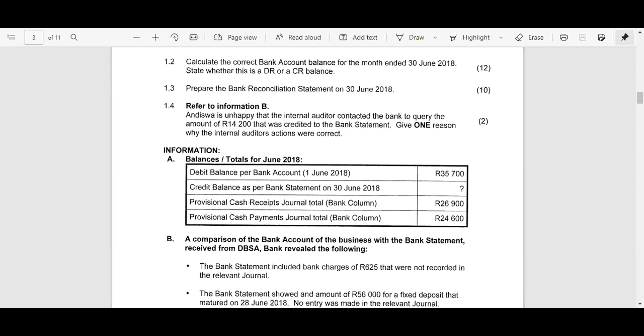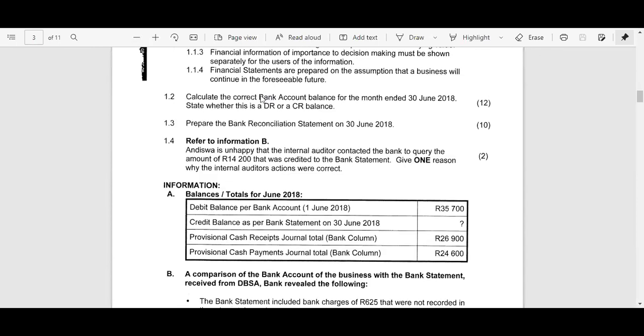Okay, good. And then 1.3 says prepare the bank reconciliation statement on the 30th of June 2018. So let's try to calculate the correct bank account.